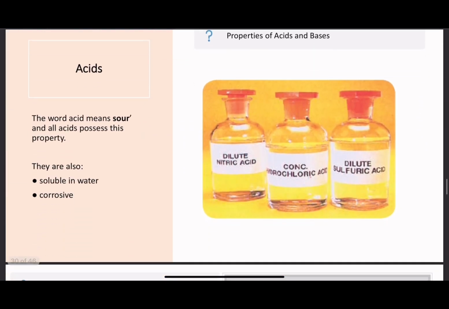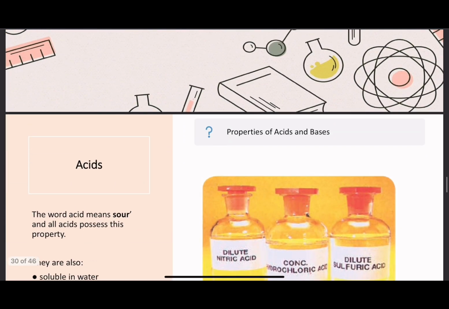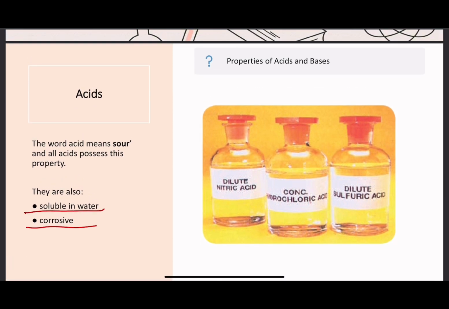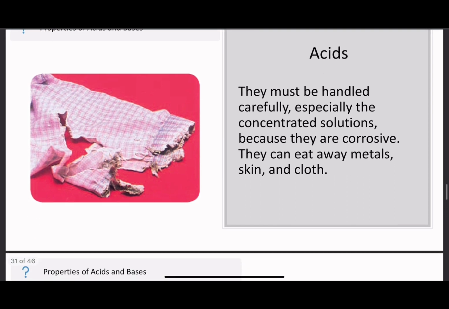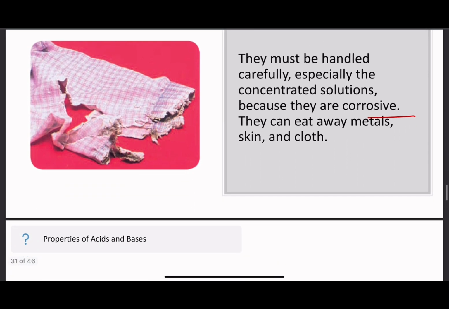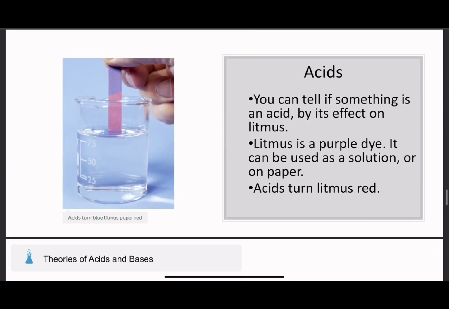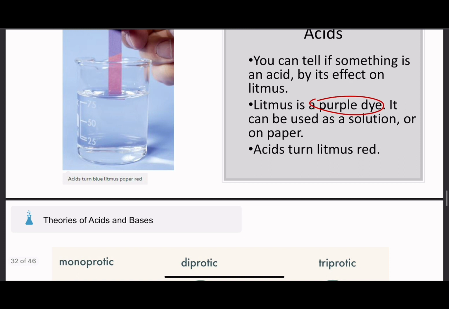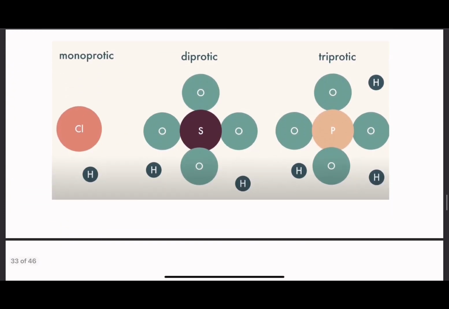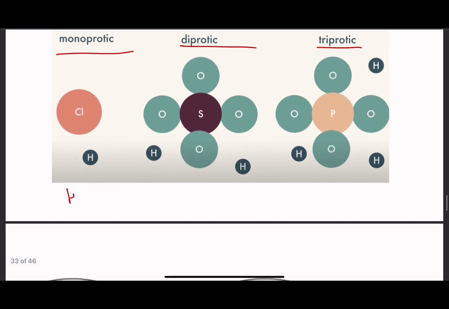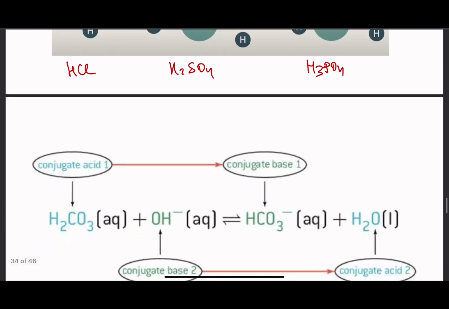Acids and bases, I'm just going to quickly go over the stuff that you need to know. Acids, you need to know their properties. They are soluble in water, corrosive. What corrosive means is it can hurt your skin. Acids give the purple color, they turn the litmus red. They come monoprotic, diprotic, triprotic. As you see, we have hydrochloric acid here, H2SO4, which is diprotic, and H3PO4, this is your triprotic acid.